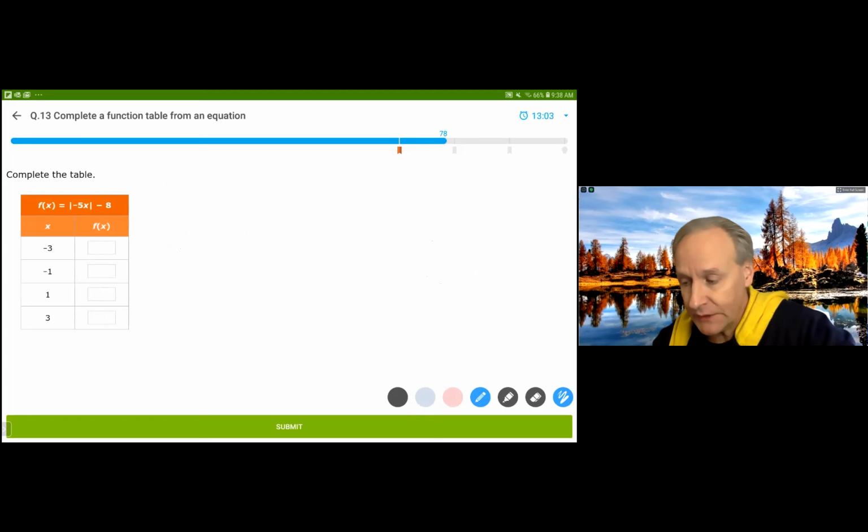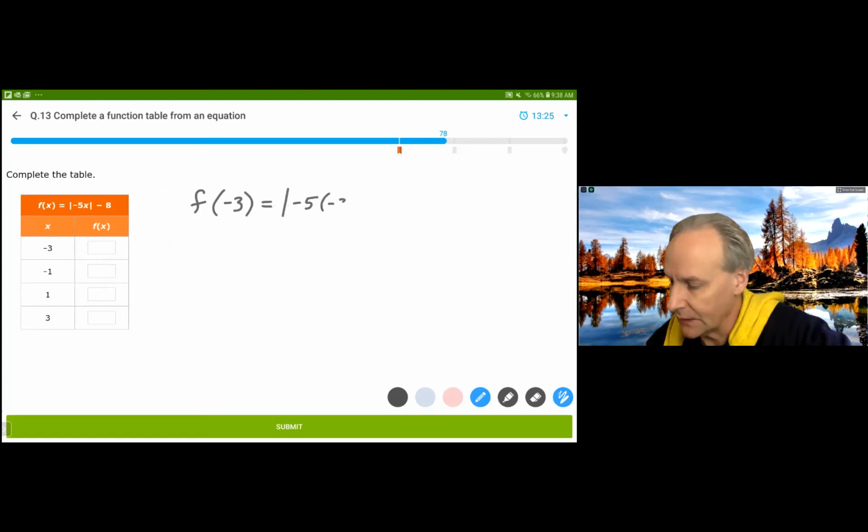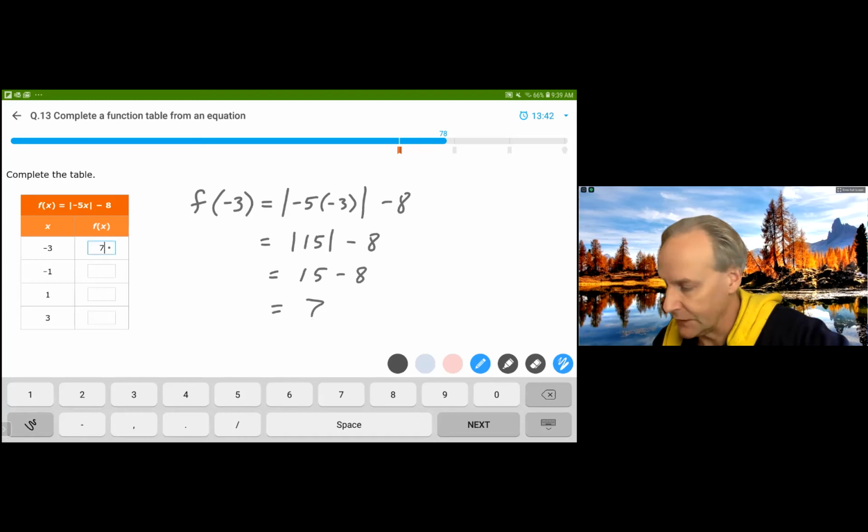Okay, this one is very easy to make mistakes on, so I'm going to go ahead and put it in the first couple of problems. By the way, the negatives may behave similarly to the positives, but maybe not. So you need to be very careful of this one. I'm going to put -3 is equal to absolute value -5 times -3 minus 8. And notice what happens. The absolute value of 15 is 15. And 15 minus 8 is 7. So that gives us 7.